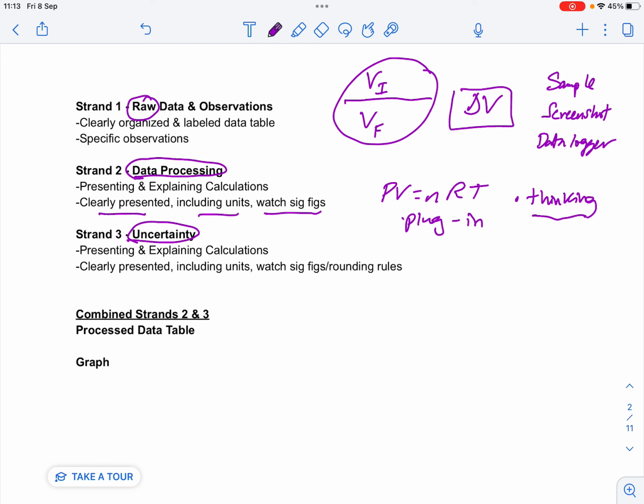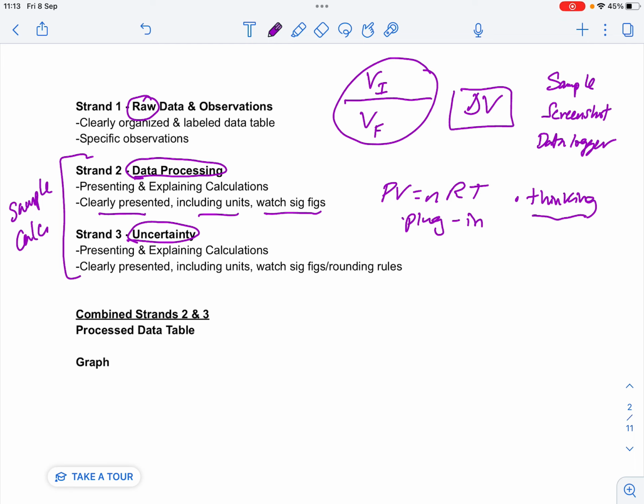And that goes for strand 2 as well. We're talking about sample calculations. We're not doing every single trial, every single treatment. If we are doing certain calculations, it's important that we show each type of calculation once, where we explain what we're doing and we plug in values, but then you don't have to show every single calculation.